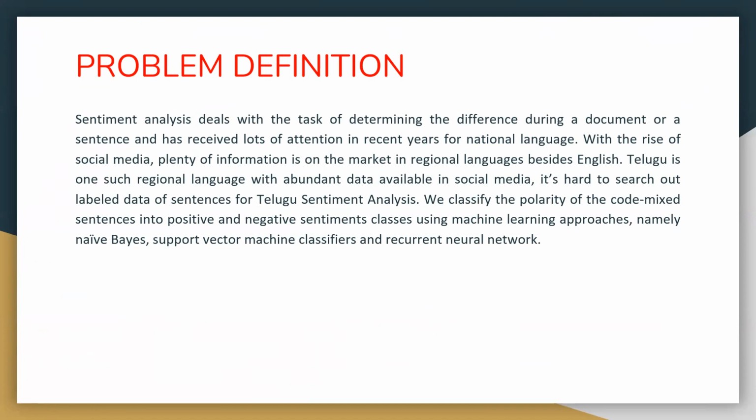With the rise of social media, plenty of information is available in regional languages besides English. Telugu is one such regional language with abundant data available on social media. It's hard to find labeled data of sentences for Telugu sentiment analysis. We classify the polarity of the code-mixed sentences into positive and negative sentiment classes using machine learning approaches, namely naive Bayes, support vector machine classifier, and recurrent neural network.